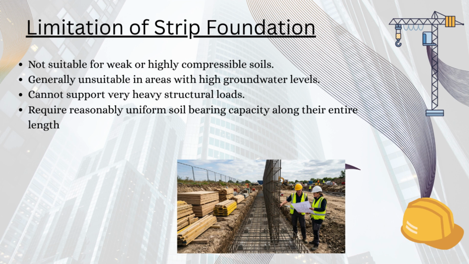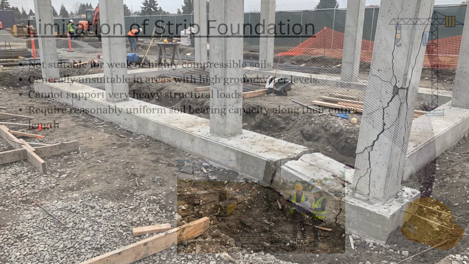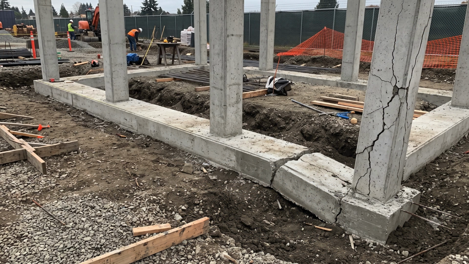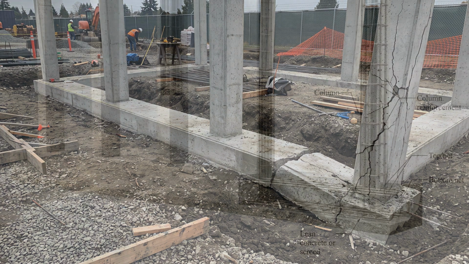One of the most important considerations when selecting a strip foundation is not only the building load, but also the condition of the supporting soil. Even if the structural load is within acceptable limits, the soil beneath the entire strip must have a relatively uniform bearing capacity. Since a strip foundation is continuous, any weak zone beneath it may settle more than the surrounding areas, creating differential settlement that can seriously affect the performance of the entire building.